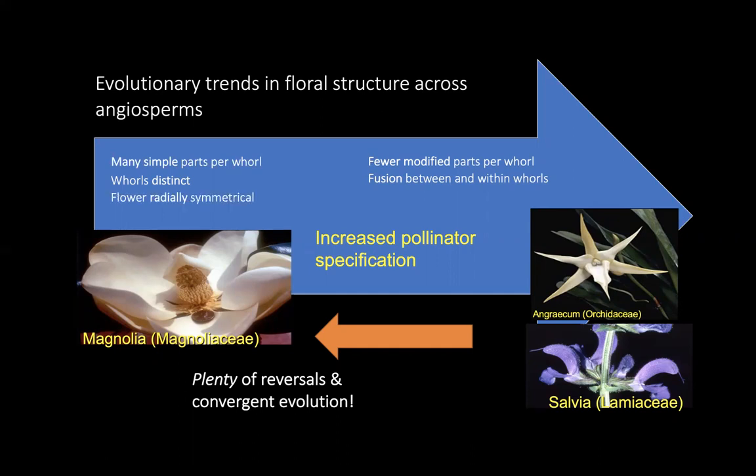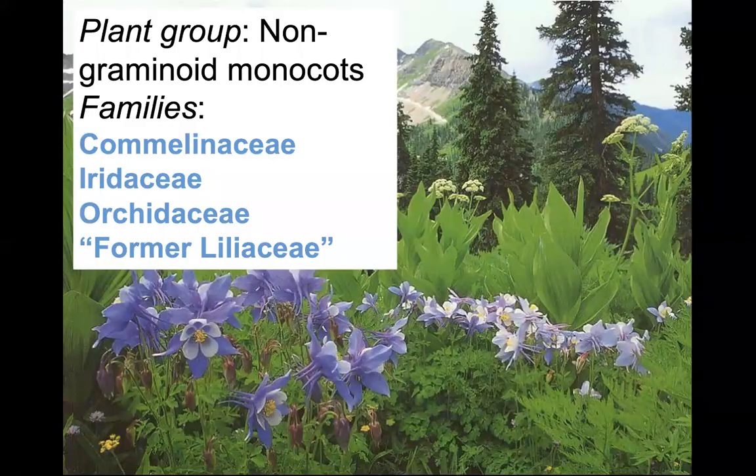The ancestral symmetry would be radially symmetrical, like this big magnolia here. A derived feature that's evolved over and over again is bilateral or zygomorphic symmetry of the flower. The ancestral state of the ovary is superior, and repeatedly inferior ovaries have evolved. So that's a trend we're going to play around with, particularly within the eudicots. But today we are going to be starting within the monocots.